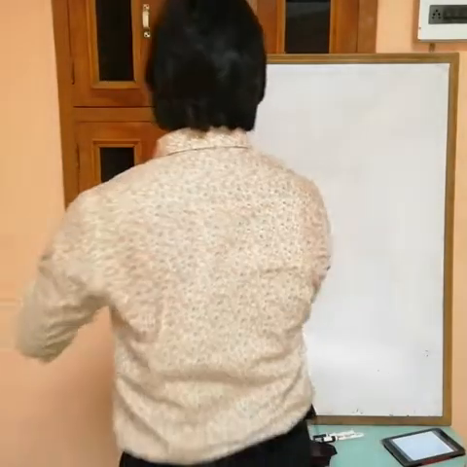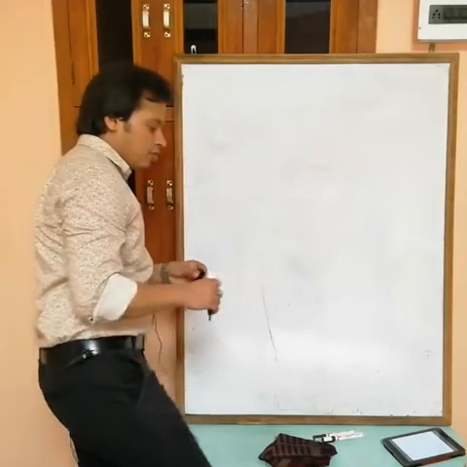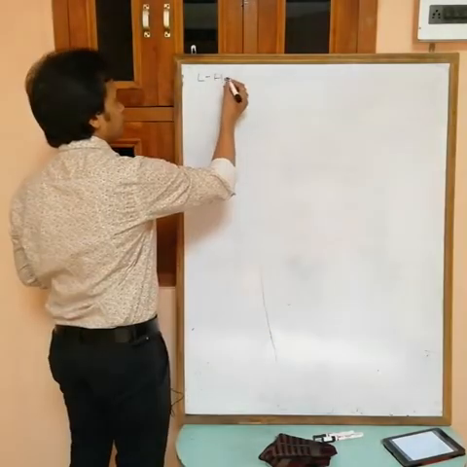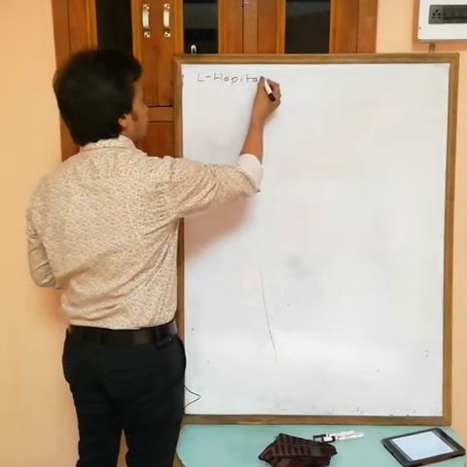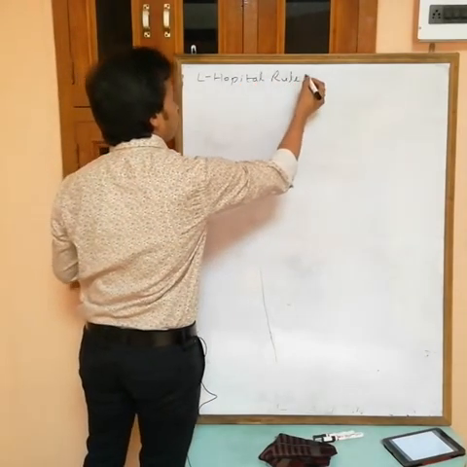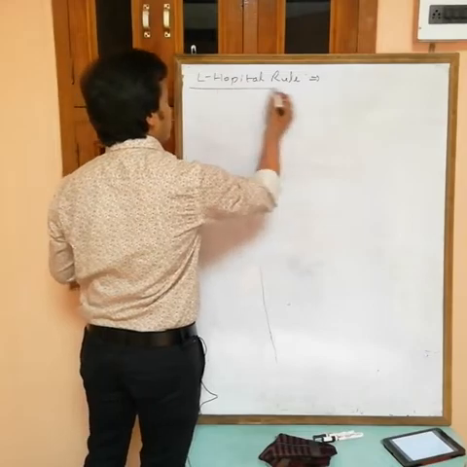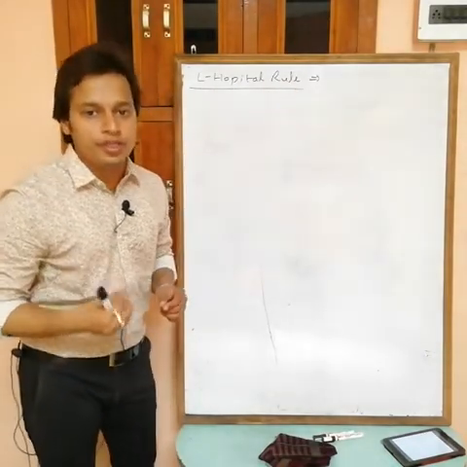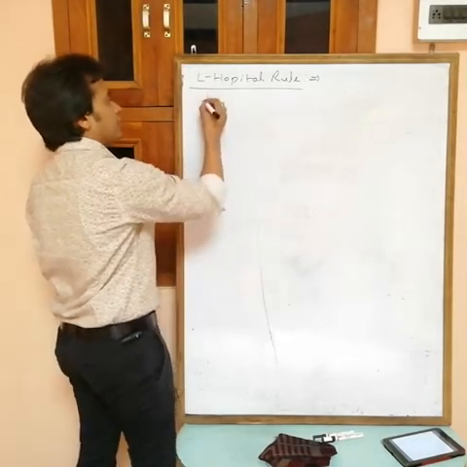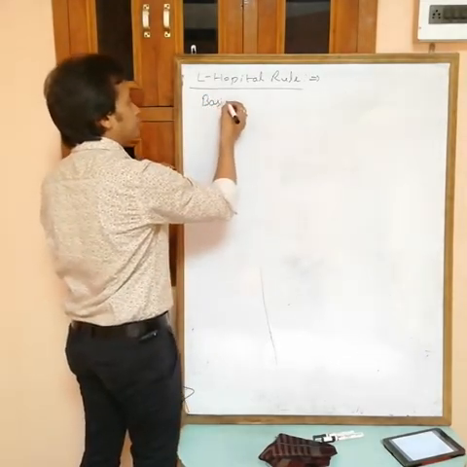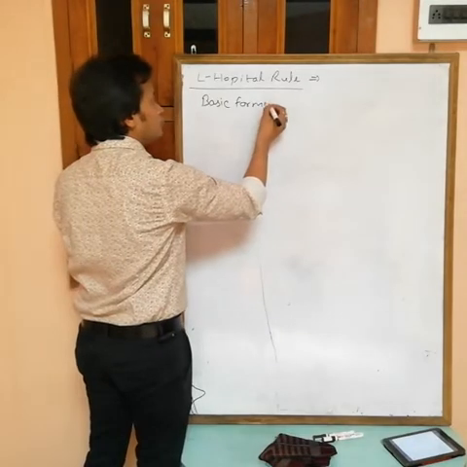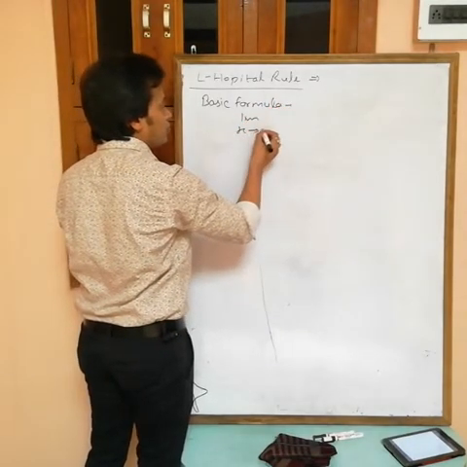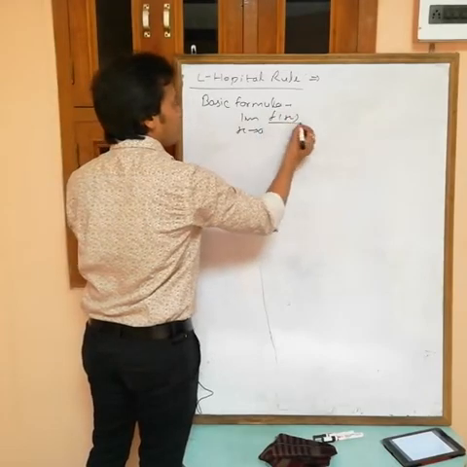Okay, next is L'Hopital rule. Basic formula: differentiate numerator in numerator and denominator in denominator. Limit x tending to a, f(x) by g(x).